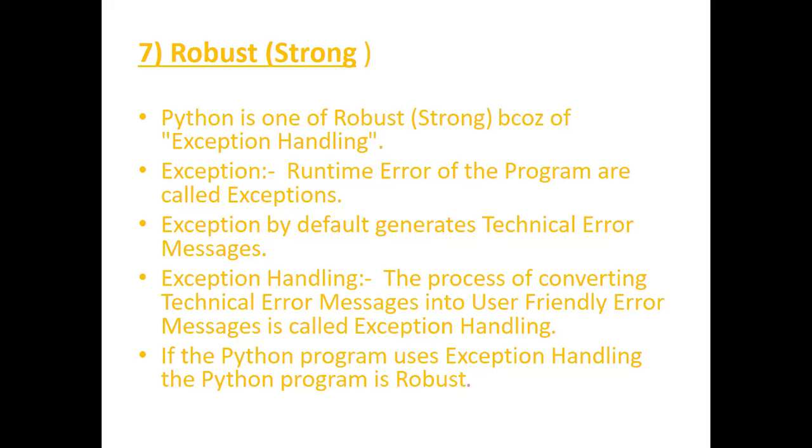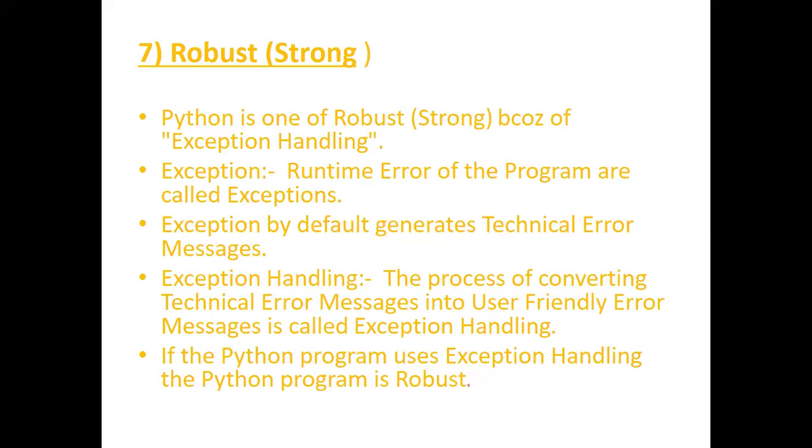So Python is known to be a robust programming language because of its exception handling. If a Python program uses exception handling, it is known to be robust. How this exception handling takes place, I'll tell you once we proceed further. We'll discuss it in detail.